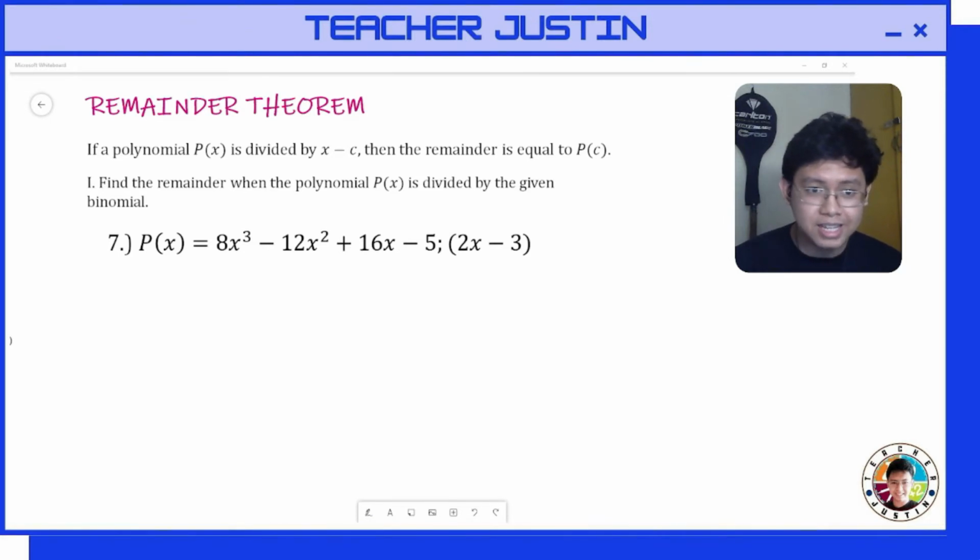Now, let's have an example: finding the remainder when the polynomial 8x raised to 3 minus 12x squared plus 16x minus 5 is divided by the given binomial 2x minus 3.